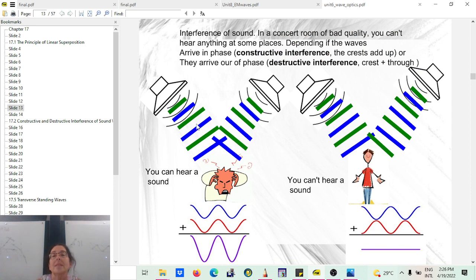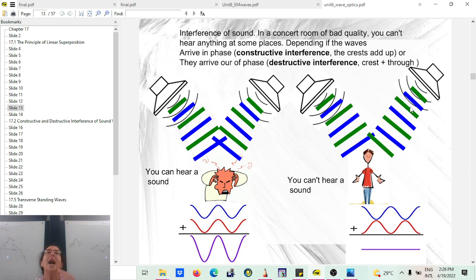The best way to understand it is with sound waves. So you have two speakers. If they are located at the same distance from you, you're going to have crest to crest, what is called constructive interference. That only works if they have the same frequency and the same wavelength. Of course, if the speakers come from the same audio system, it's going to be the same sound. So that's going to be very loud.